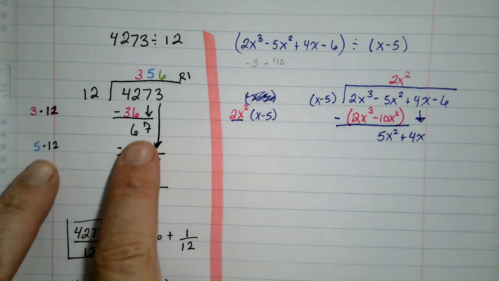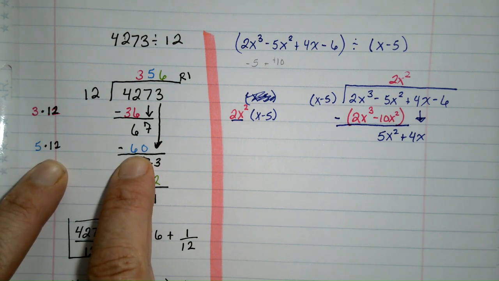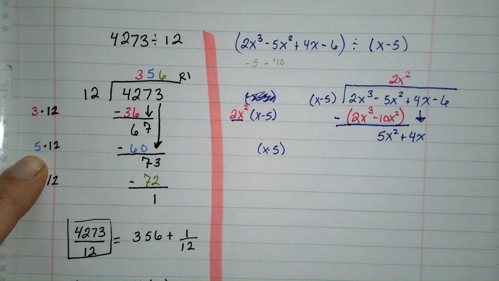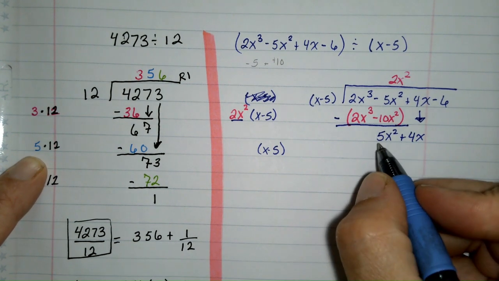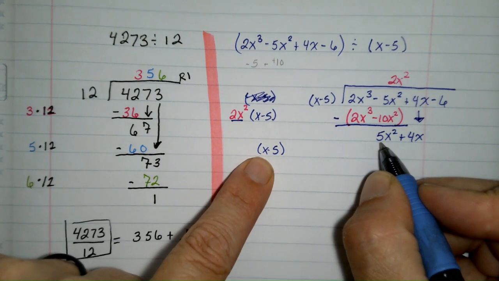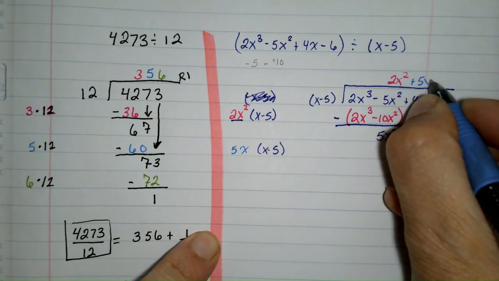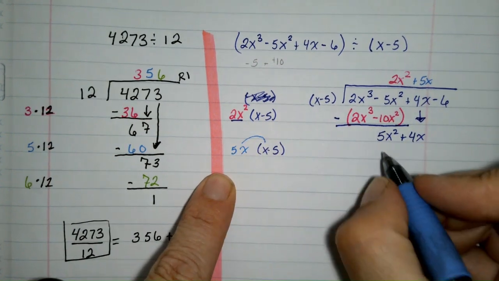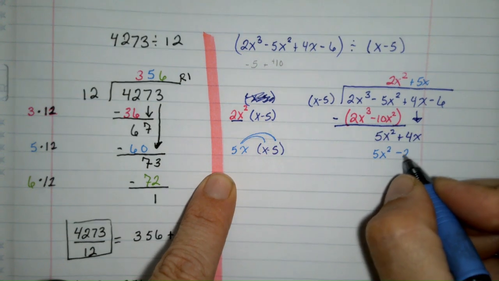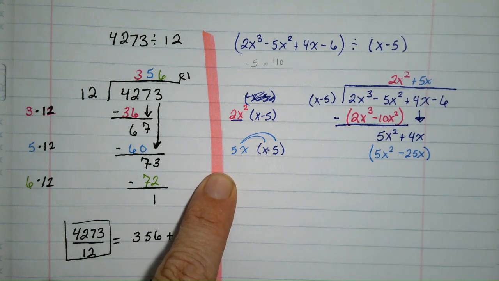Okay, so just like before, we tried to find a number. We had 67. We were trying to get as close to it without going over. That's why we picked 5. So again, we're going to have to multiply it by an x minus 5. We're trying to get as close to 5x squared without going over. So if I multiply by 5 and I multiply by x, my first part will match. So I'm multiplying by 5 and x, so put plus 5x. 5x times x is 5x squared. 5x times minus 5 is negative 25x. And now I need to subtract that.